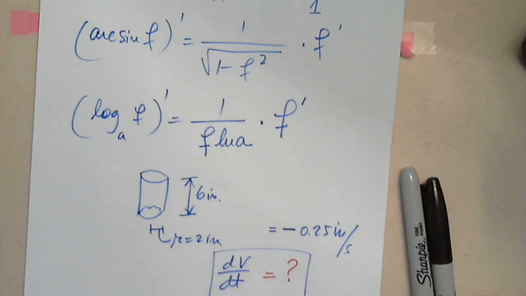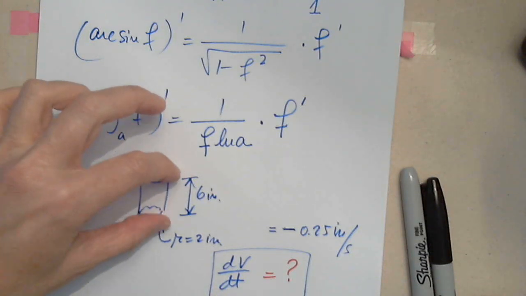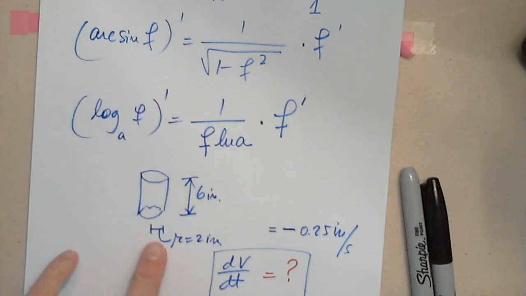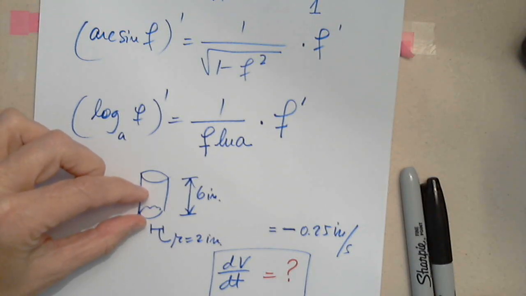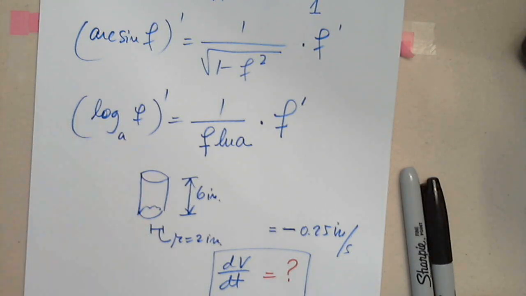So let's read the problem one more time. We're told to find the rate at which soda is being sucked out of a cylindrical glass. So we're asked to find the rate of change of volume. The can is 6 inches tall and has a radius of 2. Knowing that the depth of the soda decreases at a constant rate of 0.25 inches per second.